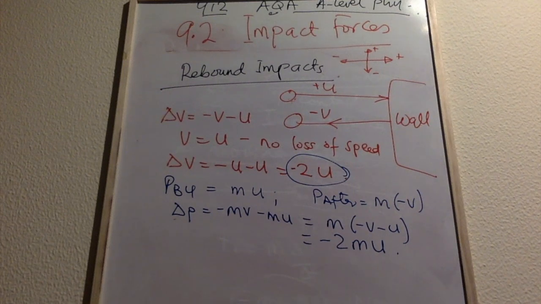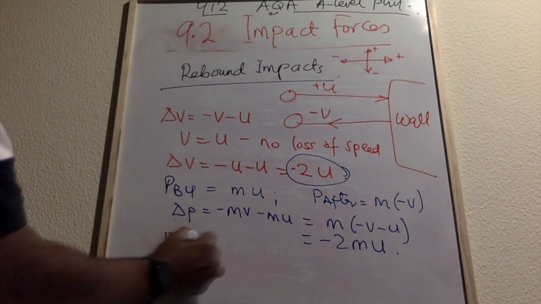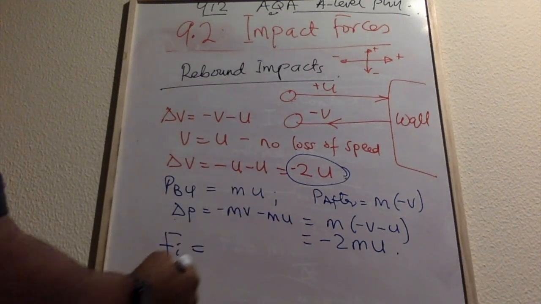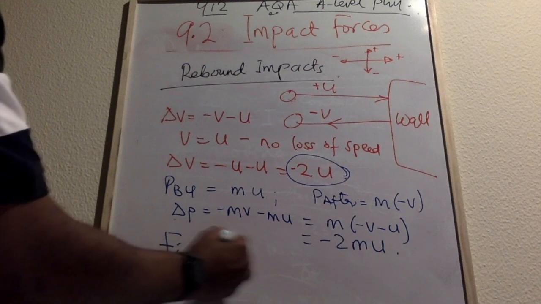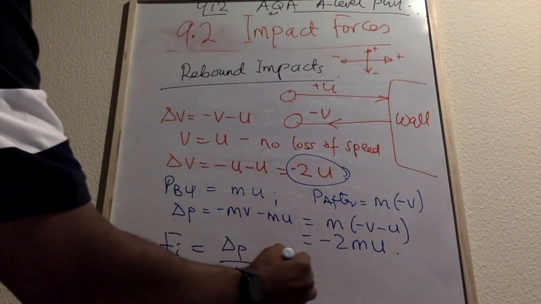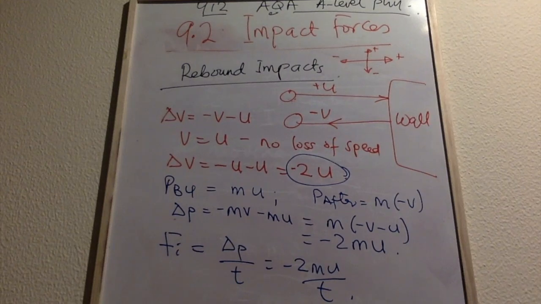So how do we proceed from there? We can then find the impact force. As usual, the impact force experienced by the ball or the object would be the change in momentum over the time of impact, and in this case it will become minus 2mu over t. So that is an expression for the force of impact on a rebounding ball on a wall or on an object.